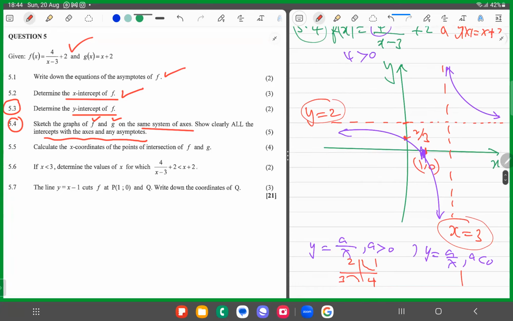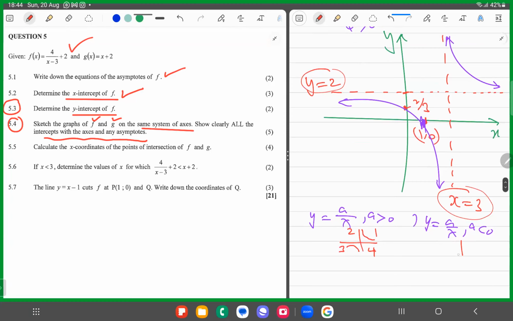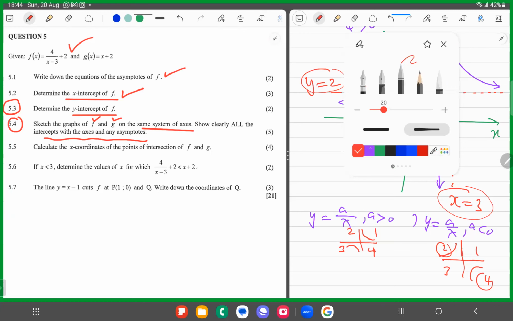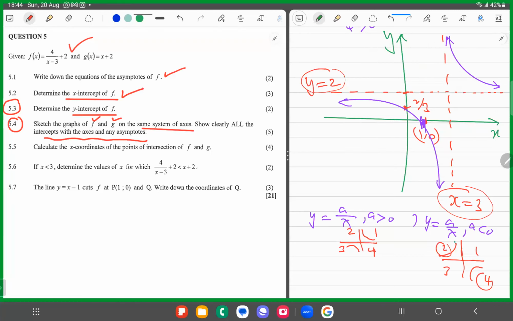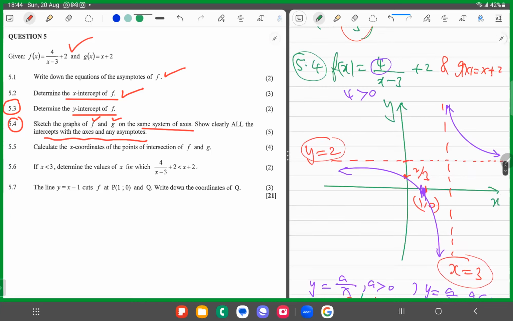If a is negative, you'll have the graph in the even numbered quadrants, quadrants 2 and 4. In other words, what you're going to have is one piece here and one piece there, in the first and in the third. So we have sketched the graph of the function f.